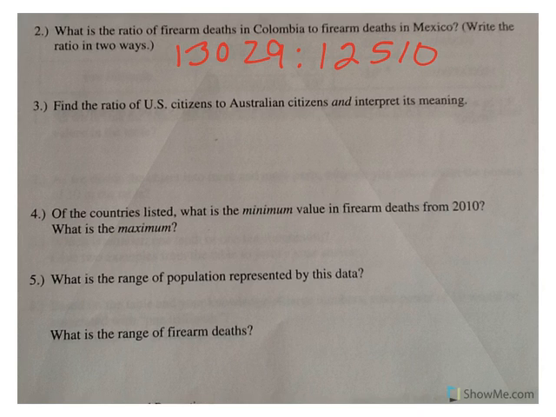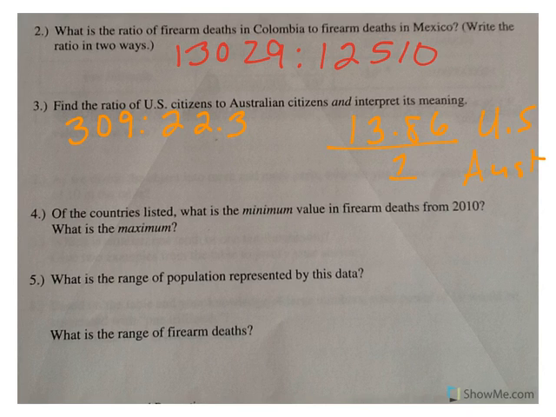And number 3, U.S. citizens to Australian citizens. Again, we're back to people. U.S. comes first, so that number has to come first, and then we compare it to the Australians, which is 22.3. Now it says to interpret its meaning. You can use that ratio, or remember how we talked about dividing it and going to per 1 Australian? If I divide that, I get 13.86 Americans, so that's 13.86 U.S. people for every 1 Australian. That could help you write your sentence: there are 13.86 U.S. citizens to every 1 Australian citizen.